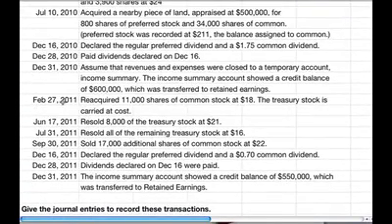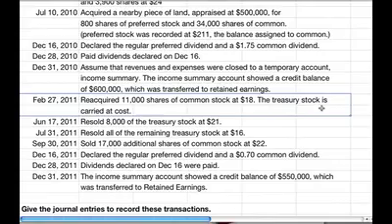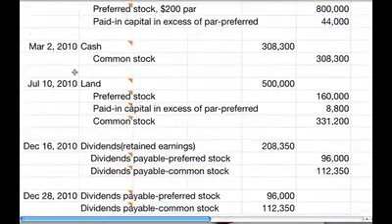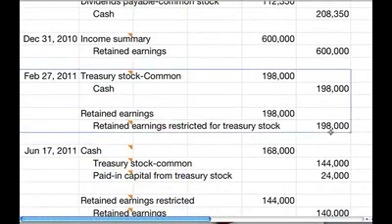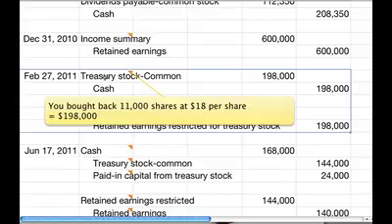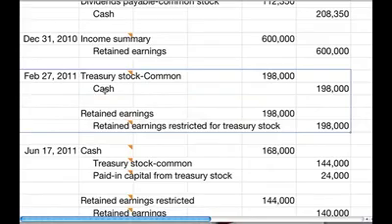On February 27th, we reacquired 11,000 shares of common stock at $18. The treasury stock is carried at cost. So how you do that is there's two separate journal entries. We debit treasury stock 11,000 shares times $18 per share. It's $198,000. We paid that same amount in cash.